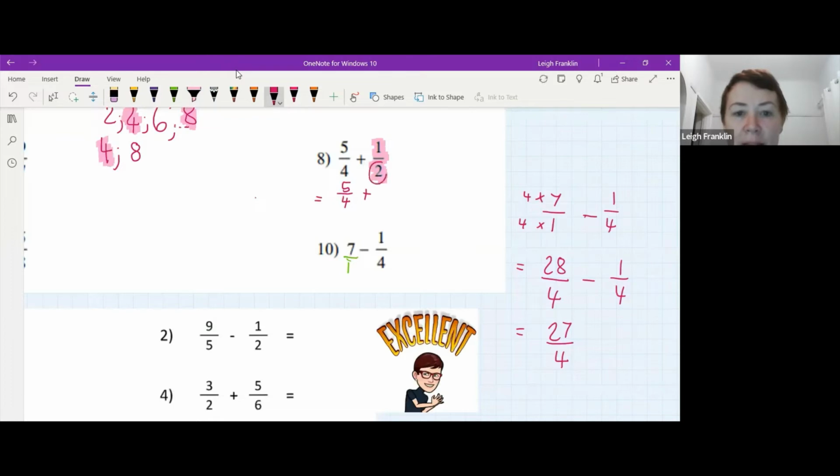Now I need to make that 2 into a 4 using multiplication. So I'm going to say 2 times what to give me 4? 2 times 1. 2 times 2 is going to give me 4. Okay, and when I multiply the bottom by 2, I've got to multiply the top by 2 as well. So 1 times 2 gives me 2. Lovely, well done. That's great.